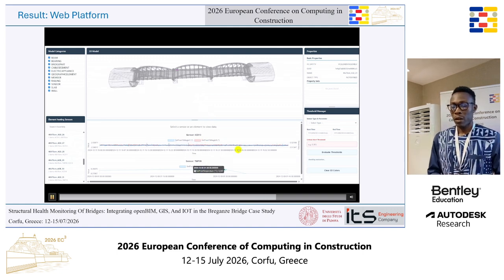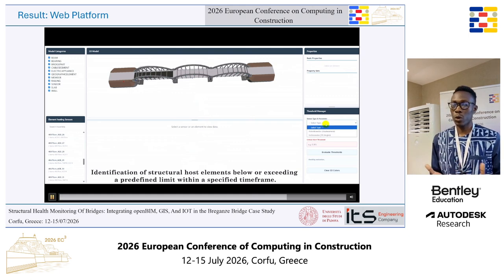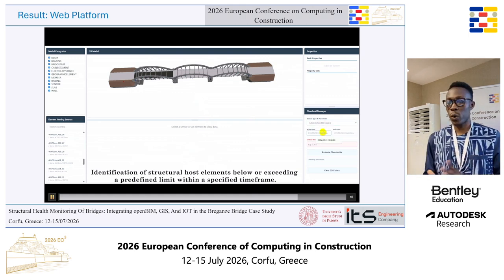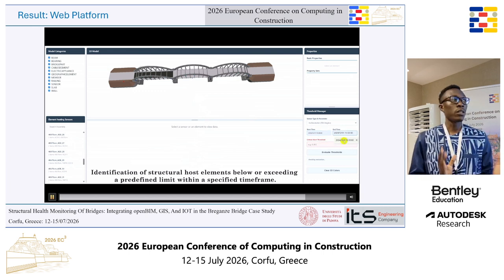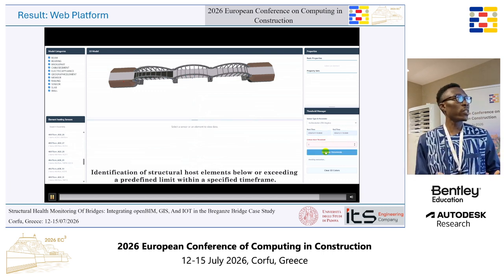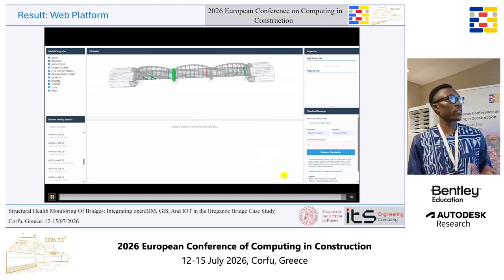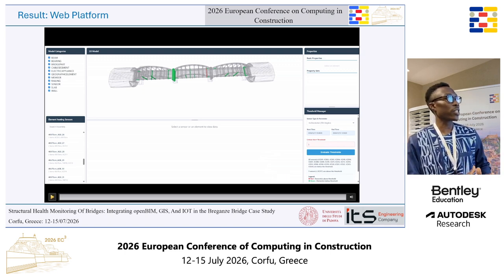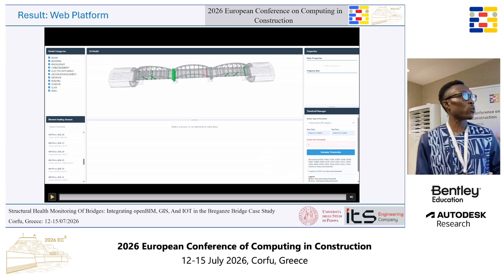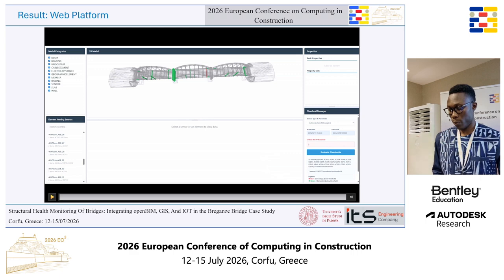Finally, we have a threshold measurement system where we can identify the elements hosting sensors with values below or above a specific threshold. Those in green are those below the threshold, and those in red are those above the threshold.